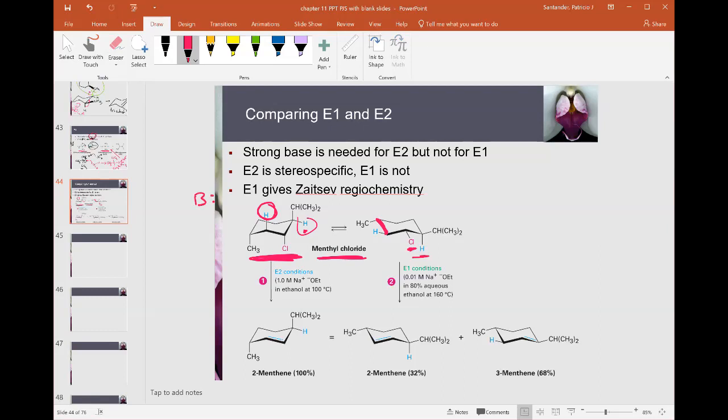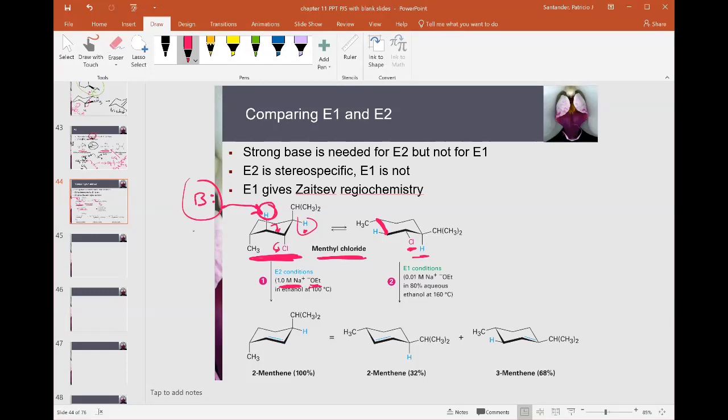So I will have the base abstracting the proton, forming the double bond, and then getting the chlorine departing, all that simultaneously, right? So which will be the best conditions for an E2 elimination in terms of the strength of the base? The preferred conditions are a strong base. So that's why here we are using 1 molar sodium ethoxide. So it's a rather concentrated base. And a more concentrated base is going to increase the chances that the base will abstract the proton that you want, right?